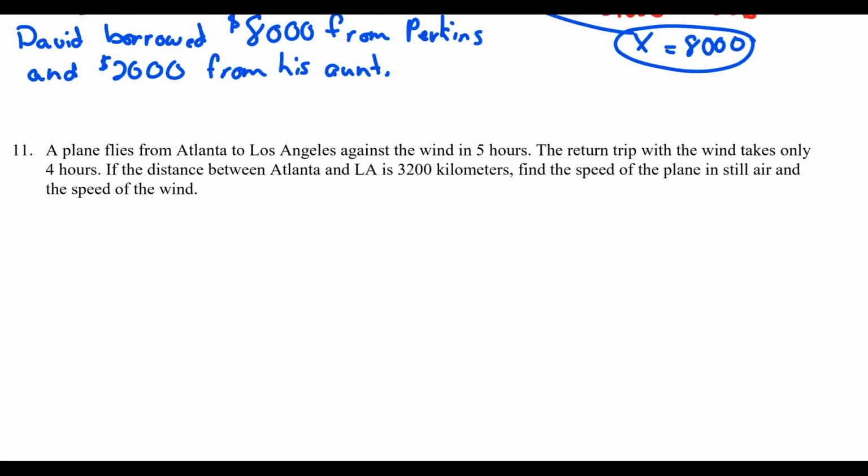So let's look at another problem. A plane flies from Atlanta to Los Angeles against the wind in 5 hours. The return trip with the wind takes only 4 hours. If the distance between Atlanta and LA is 3,200 kilometers, find the speed of the plane in still air and the speed of the wind. So it's telling us to find two different things. It's telling us to find the speed of the plane.